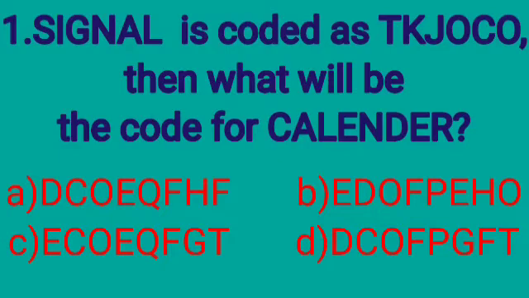The rule is first letter is moved 1 step forward, second letter is moved 2 steps forward, and third letter is moved 3 steps forward. Again, fourth letter is moved 1 step forward, fifth letter is moved 2 steps forward, and sixth letter is moved 3 steps forward. So here signal.